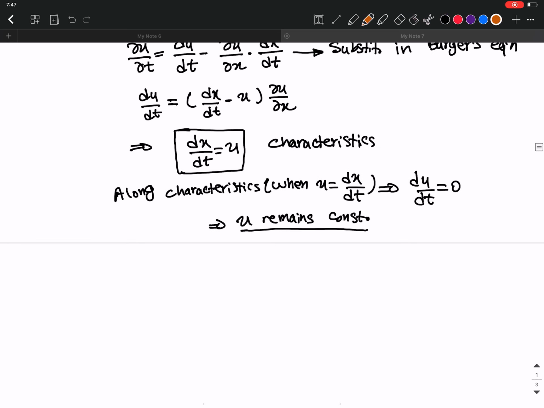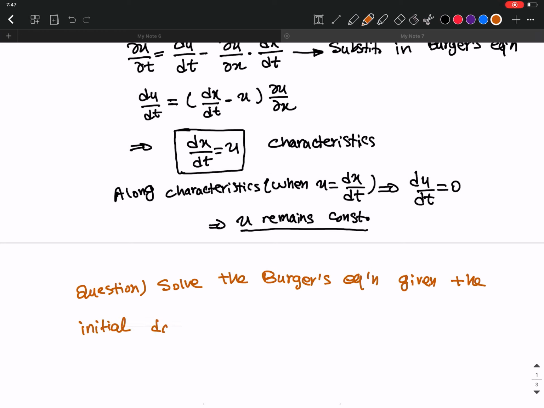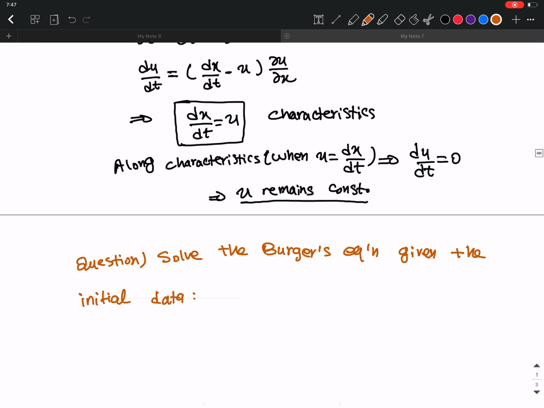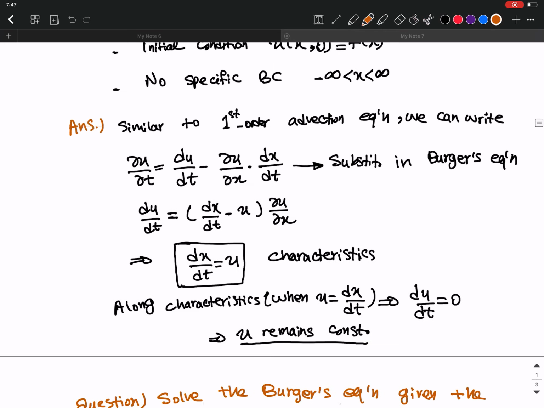And now the second question that we want to answer: solve the Burger's equation given the initial data. So given this initial data, the question wants us to solve and find the answers for Burger's equation, okay?